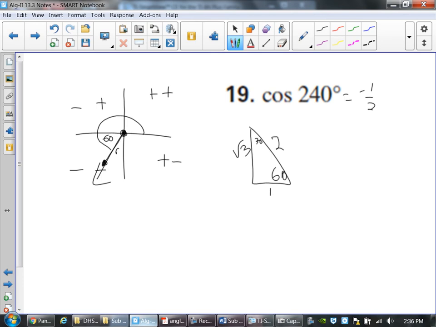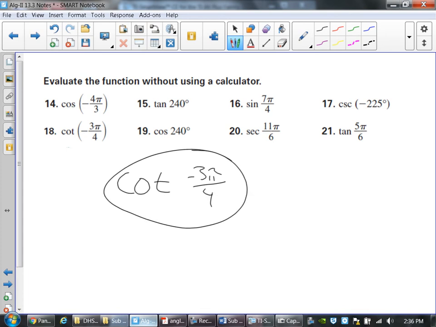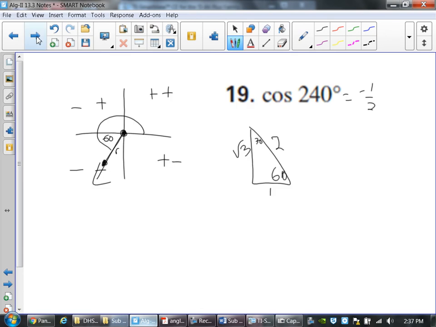Okay. All right. Let's do cotangent negative 3 pi over 4. Mr. Murphy, I need you to go back a step. With the one we just did, cosine of 240, I'm confused again why it's negative and not positive. Because you're using the hypotenuse, which is always positive.